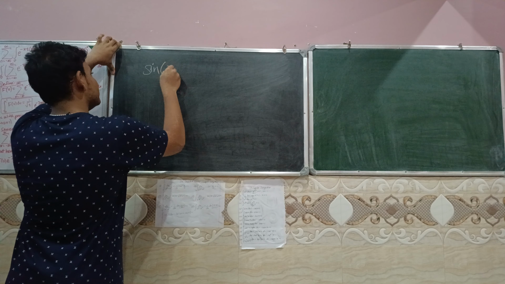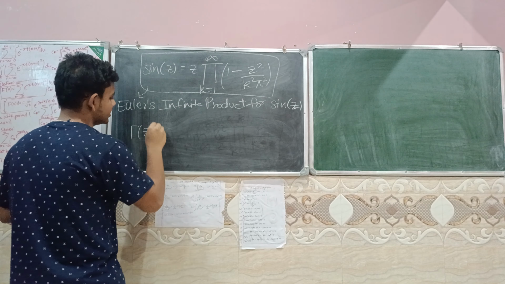This is Euler's infinite product for sine of z. This was proved by Leonhard Euler himself. And there are several ways by which we can prove this. In this video we are just gonna talk about one of the most elegant ones, which is going to prove this from this relation.